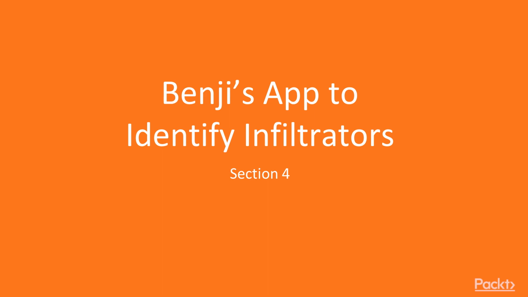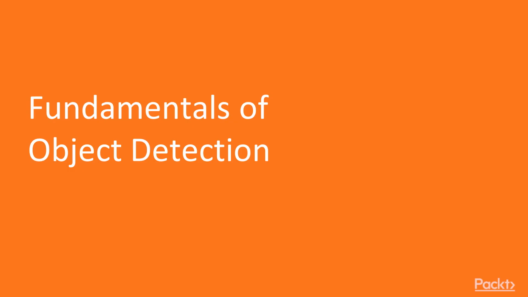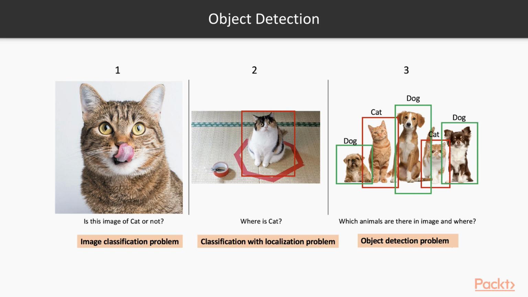We're going to do that by learning some basics of object detection, seeing some common techniques, and then using one of those techniques to build our object detector. So first up, fundamentals of object detection. Some of the most common tasks in computer vision are image classification, object localization, and multiple object detection.